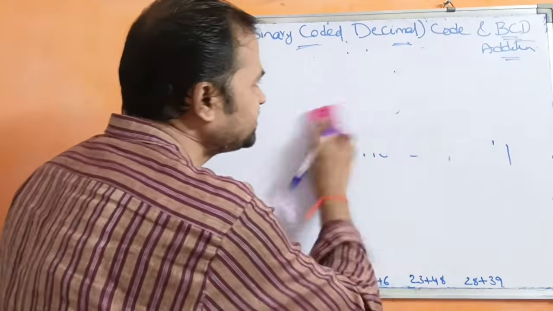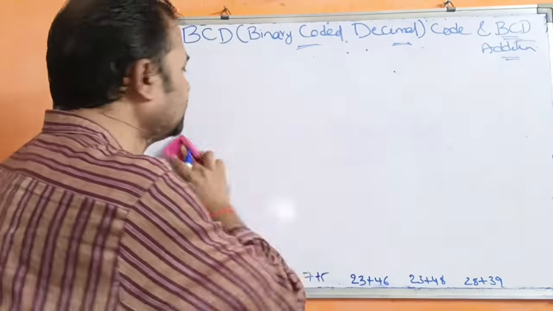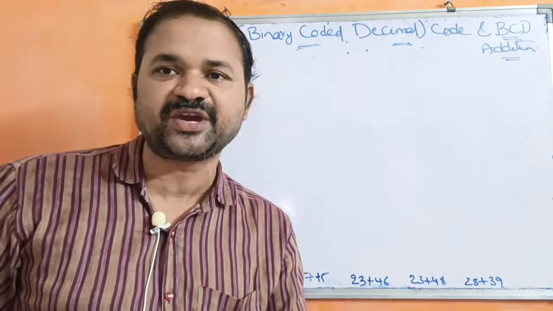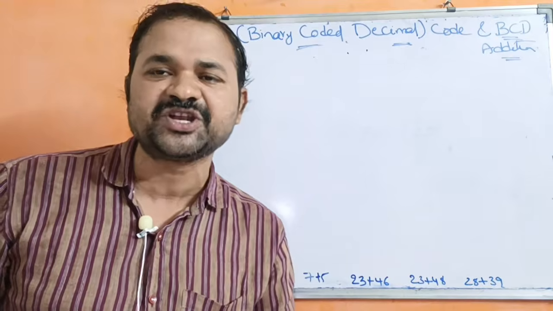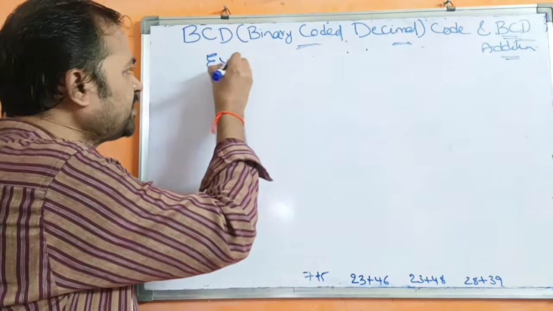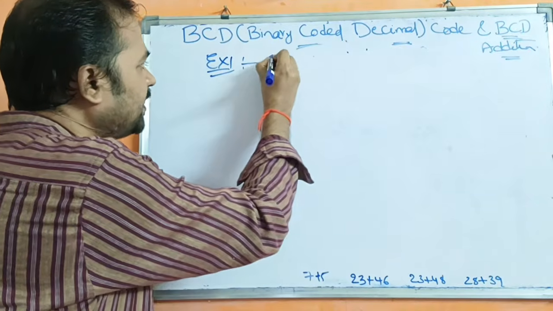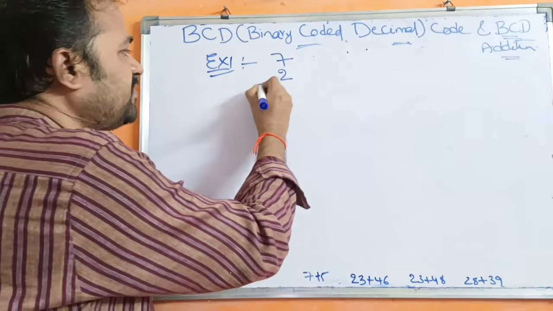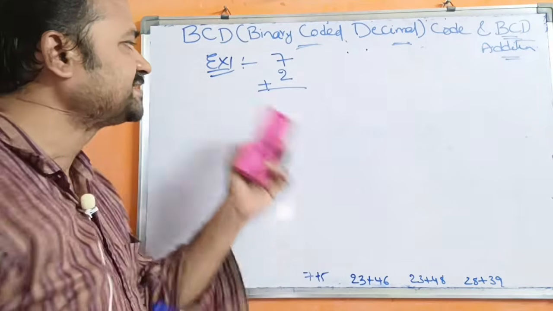Now let us discuss the BCD addition operation. By using BCD, we can perform addition operation on 2 BCD numbers. Let us see the first example. Example 1: let the first number be 7 and the second number be 2, so 7 plus 2.